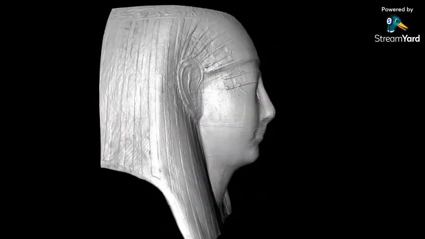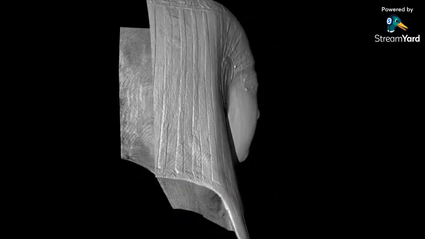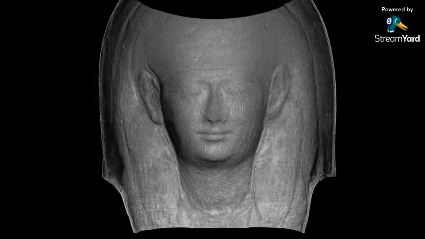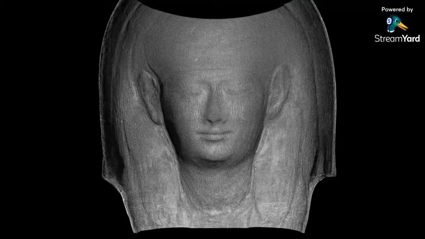And then as we rotate the mask around, we're now going to get a view of the inside. And this was not possible to scan with a 3D scanner because of the shape of the mask. So this is now the impression of the mold that was used to create the mask, that's preserved on the inside of the mask. And you can see how detailed this mold would have been. So the ears, for example, are much more detailed on the inside than they are on the outside.